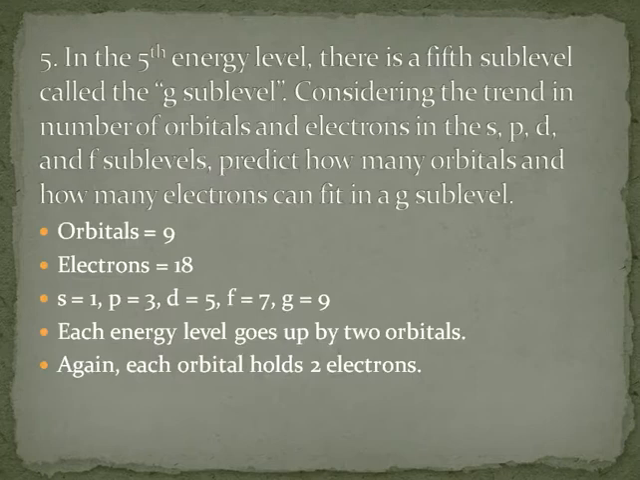In the 5th energy level, there's a 5th sublevel called the G sublevel. Considering the trend in the number of orbitals and electrons in the S, P, D, and F sublevels, predict how many orbitals and how many electrons can fit in the G sublevel. Alright, so there would be 9 orbitals, which means 18 electrons, because as you can see from S, P, D, F, and then G, they all gain 2 orbitals per energy level.